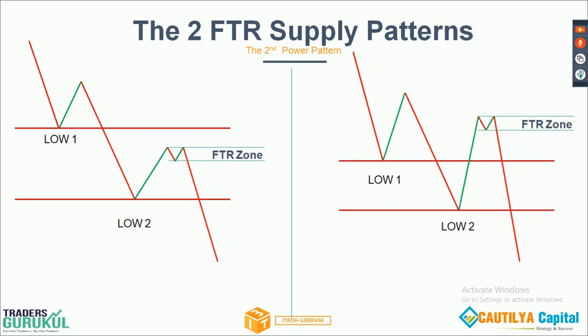Can you make out the location of FTR formation? In case of supply, in case 1, it is exactly in between low 1 and low 2. In case 2, it's above low 1. Which has more urgency? Sujit, now you answer me. Which has more urgency? The first one has more urgency, because the bus need not go too far to capture more people. It just took a small deviation, it filled the orders.